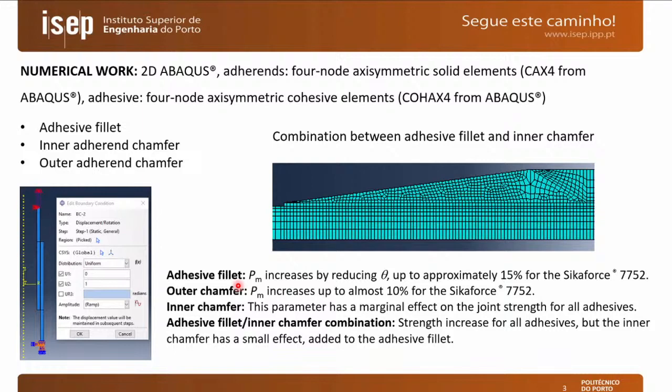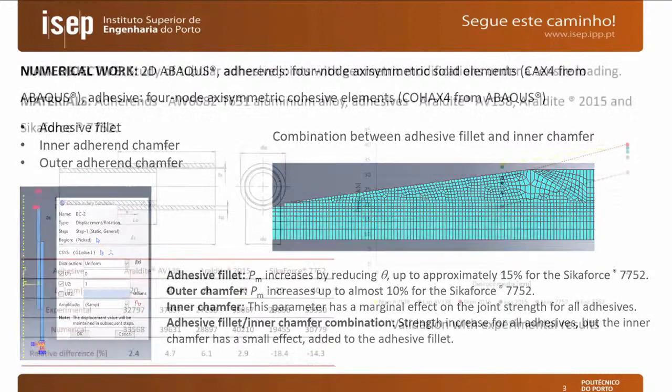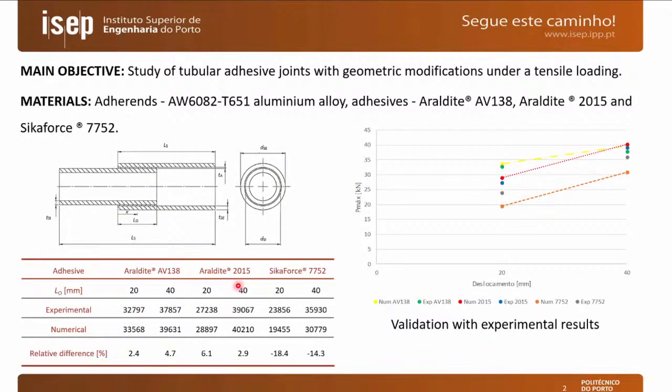I understand that the larger the overlap, the better the results. You are increasing the maximum load. Exactly. But from the economic viewpoint, is there any influence in costs by enlarging the overlapping? Well, economically speaking, in terms of fabrication of the experimental joints, regarding the geometry of the adherends, I don't think there is.